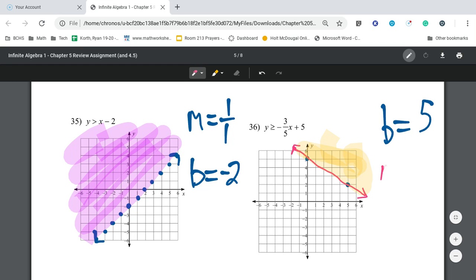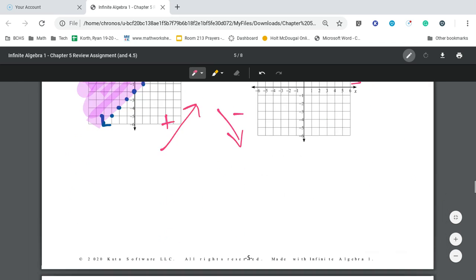Remember, your slope was -3 over 5. Top number is your rise, bottom number is your run. So the top number tells you how much to go up or down, and the bottom number tells you how much to go left or right. You just want to make sure that at the end, positive slope goes this way, negative slope goes the other way. All right, let's go ahead and finish up.